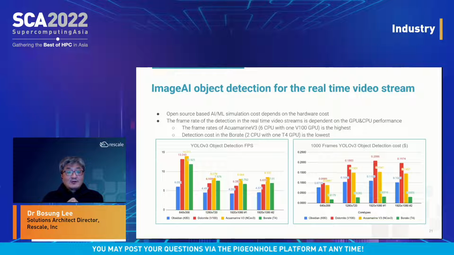In terms of the simulation cost, the T4 GPU core type is much lower than other core types. This is because the T4 price in the public cloud is much cheaper than the other V100 GPU core types.